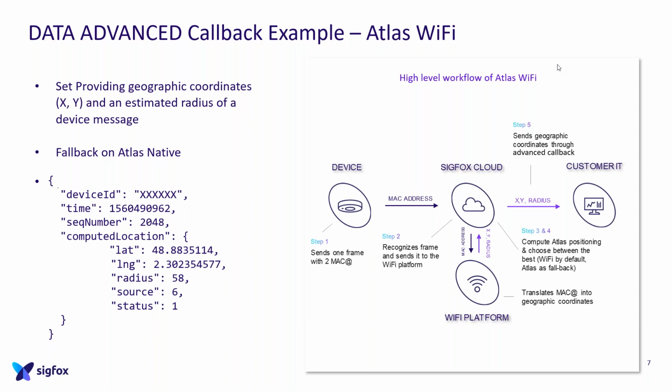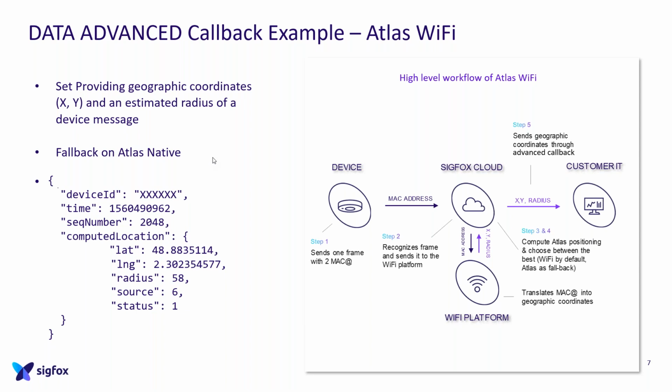Here is the Atlas Wi-Fi mechanism as well. Once you configure a data advanced callback, if your device is compliant with Atlas Wi-Fi requirements, then the Sigfox backend will push the location of your device along with the payload information. Here is the mechanism: the MAC addresses are sent to the Sigfox Cloud. Then the Sigfox Cloud requests a location from our partner, and a location plus a radius is pushed within this data advanced callback, within this HTTP request, up to your IT platform.